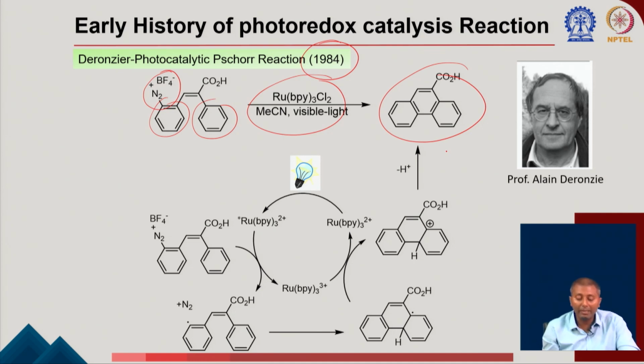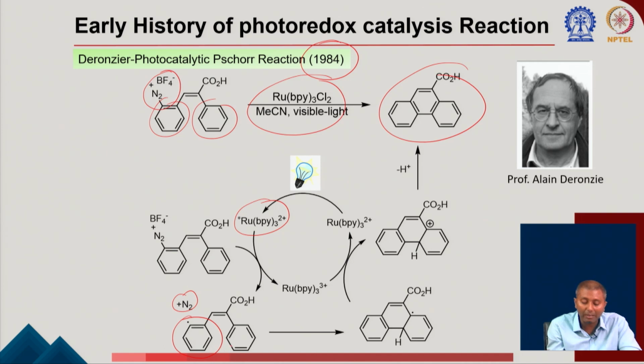We will quickly learn about the mechanism, what is happening. Again, the ruthenium is in the excited state. First, as you see, the ruthenium 2 to the ruthenium 3 is happening. As you have learned in the copper chemistry, we have already talked about the Sandmeyer reaction. You have seen how it is generating an aryl radical here. Very similar thing is happening here. So ruthenium is giving one electron here. That way N2 comes out, and a phenyl radical formation happens.